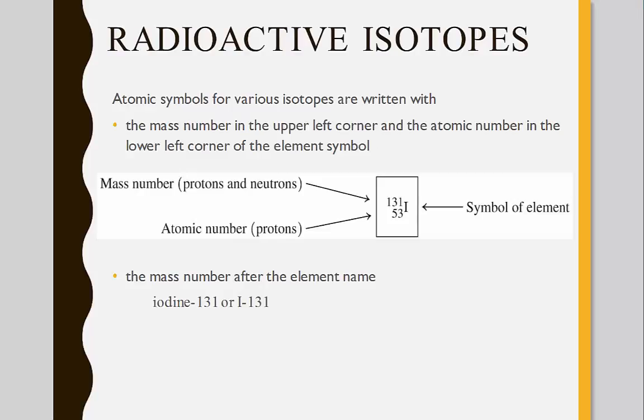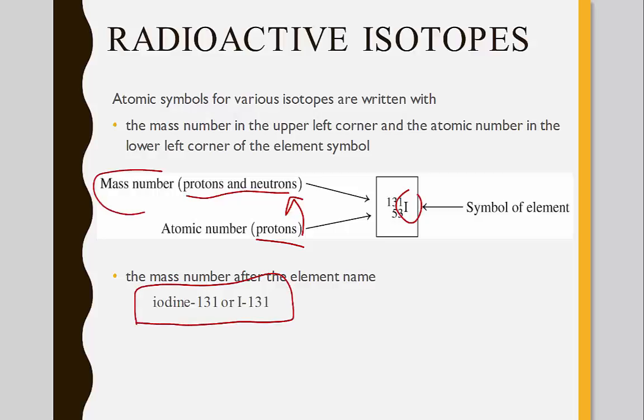So once again, the mass number is on the top, which is the protons and the neutrons. The protons are on the bottom. The mass number is the atomic number plus however many neutrons there are. So the atomic number is always going to be smaller. And then you have the letters for the element. Now, if we were to shortcut it, it's the name of the element dash the mass number. So 131 is the mass number, so it would be iodine 131 or I-131.